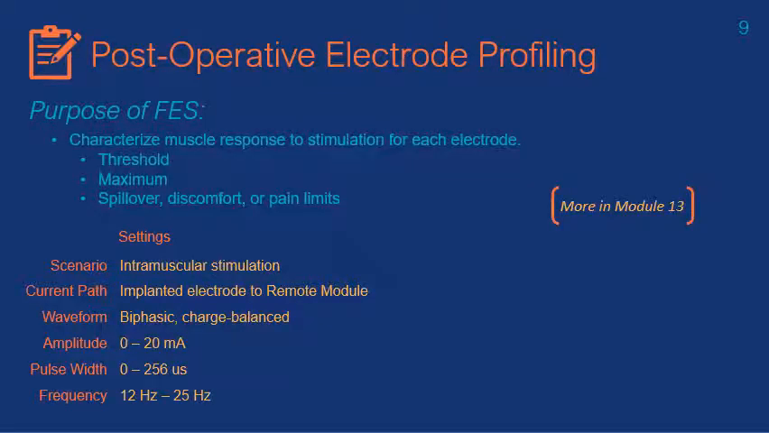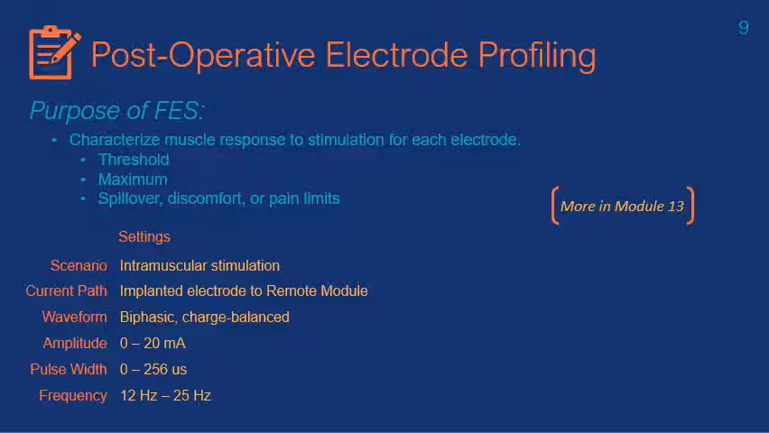The next place where modulation of electrical stimulation is performed is the electrode profiling session that is done at the first post-op visit at week 3. Here, the therapist or technician will use a system that communicates with the implant itself to go through each implanted electrode and characterize the muscle's response to stimulation.